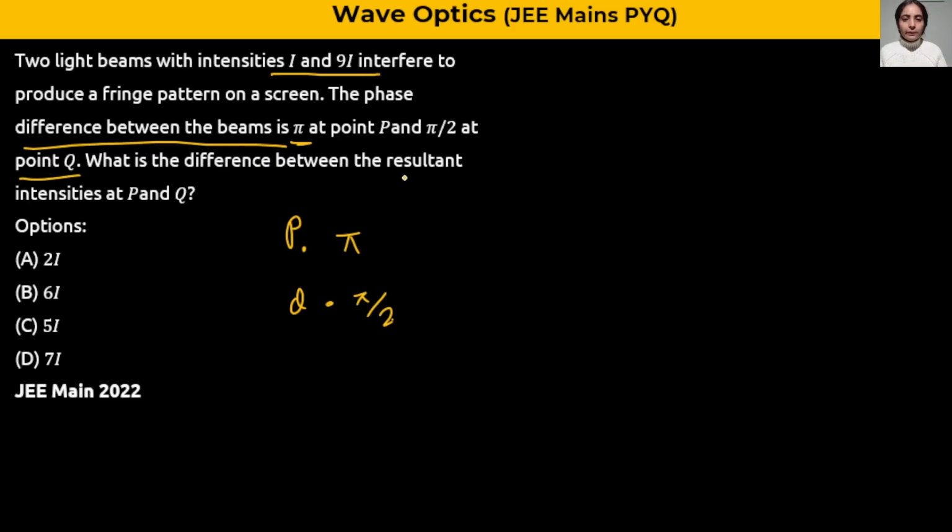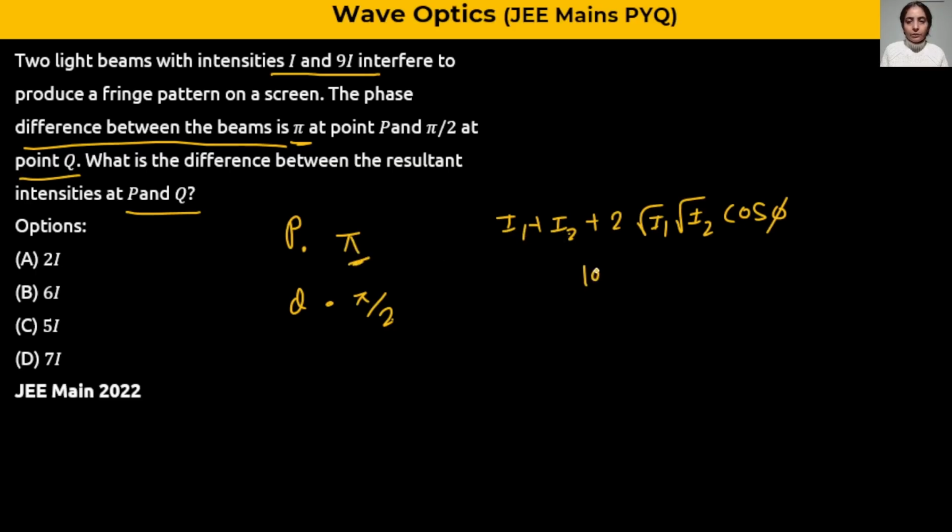So what is the difference between resultant intensities at P and Q? Remember the formula: I1 plus I2 plus 2 root I1 I2 cos phi, where phi is the phase difference. At one point the phase difference is pi, so cos pi becomes -1. Okay? And in that case, you are going to get how much?